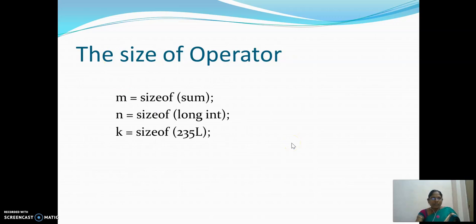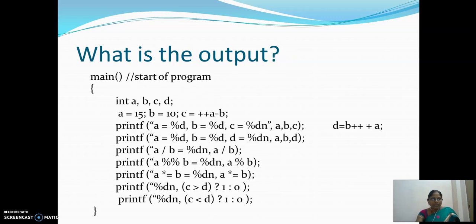The sizeof operator will give you the size occupied, and this is a sample example. Okay, so we will discuss the remaining in detail in the next video.